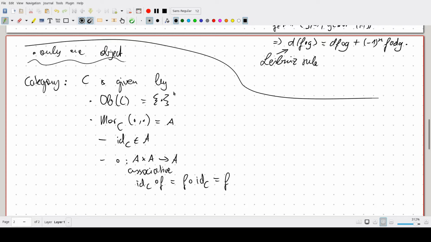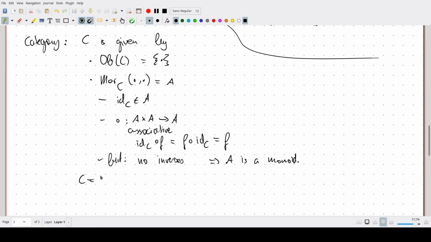is F. And these axioms sort of look familiar. They look kind of like the group axioms, right? Except we're missing one key ingredient: we don't have inverses, or we don't necessarily have inverses. Which means that A is not a group, but sort of the next more general bit. A is a monoid. Which means that C is sort of completely determined by its monoid.